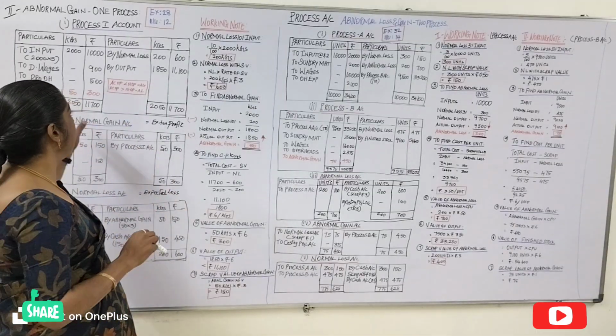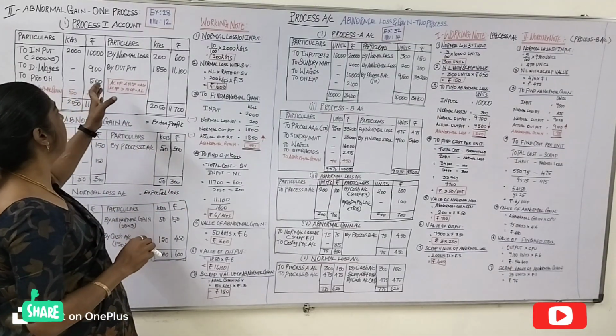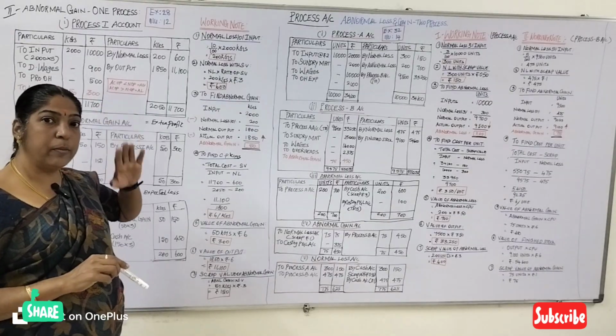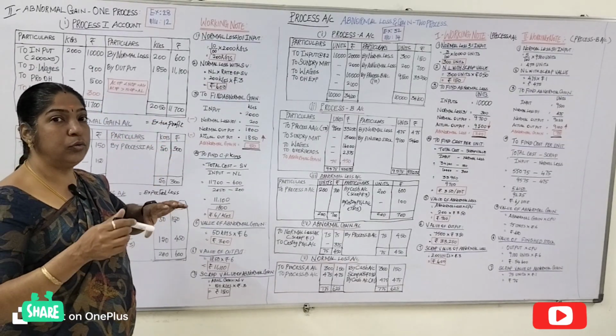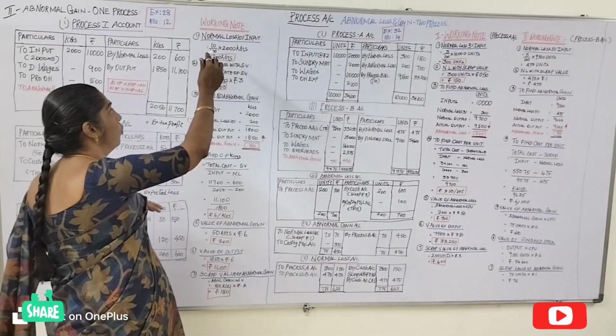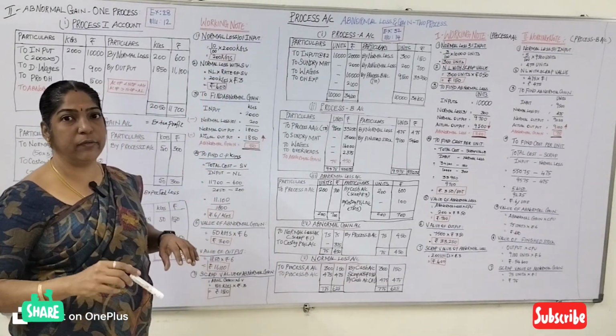Then what are the items we are going to find out? Normal loss, abnormal loss or gain, and output. These and all we are going to find out through working only; otherwise we cannot find them.